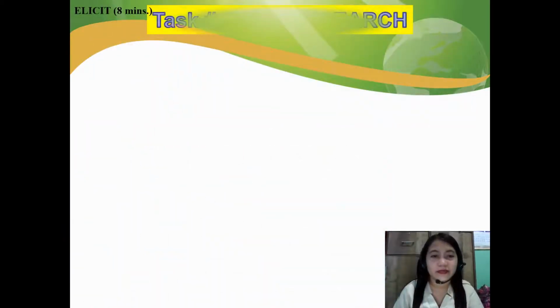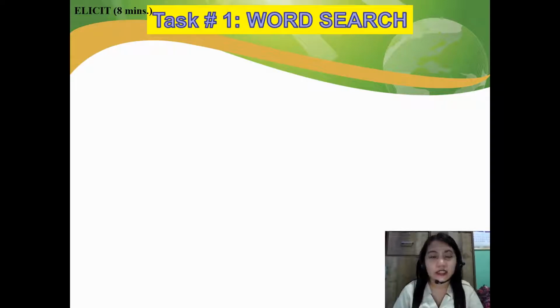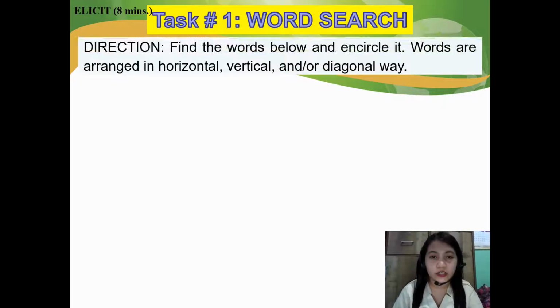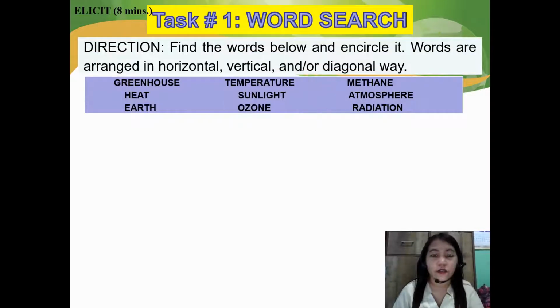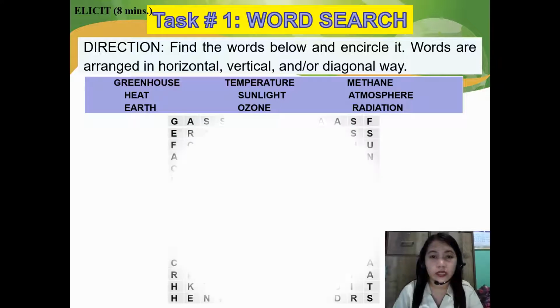All right, let's do the first task. This task is called word search. Direction: find the words below and encircle them. Words are arranged in horizontal, vertical, and/or diagonal way.